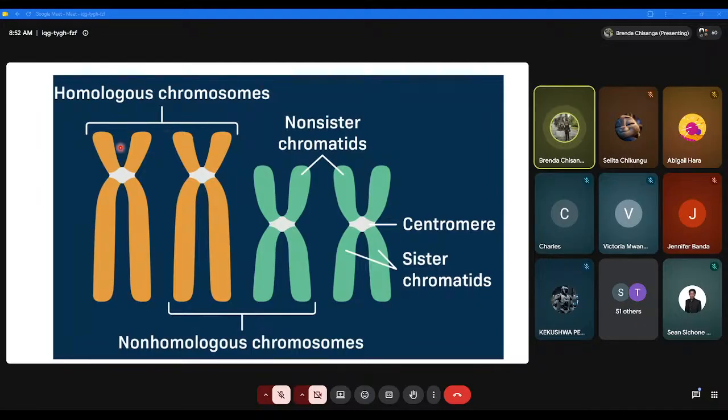So these are homologous chromosomes. Why? Because they have the same height and the same combination of genes. These two also are homologous chromosomes, okay? Because they have the same height and the same combination. But the relationship between this chromosome and that chromosome is non-homologous because they have different combinations of genes.